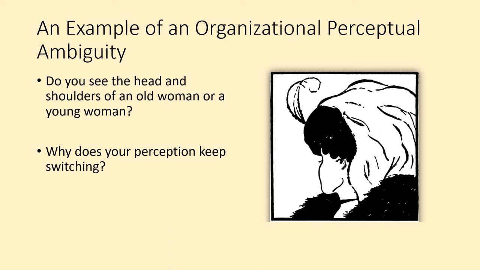Well, if you're having trouble seeing the old woman, she has a large nose, which is located below and to the left of the center of the figure. And the old woman's large nose is the chin and the jaw of the younger woman. Now, you can't see both of them at the same time. And this is because, and you may not even be able to see both, but this is because there's no contextual information to determine a correct interpretation. Your perception will keep switching from one interpretation to the other.